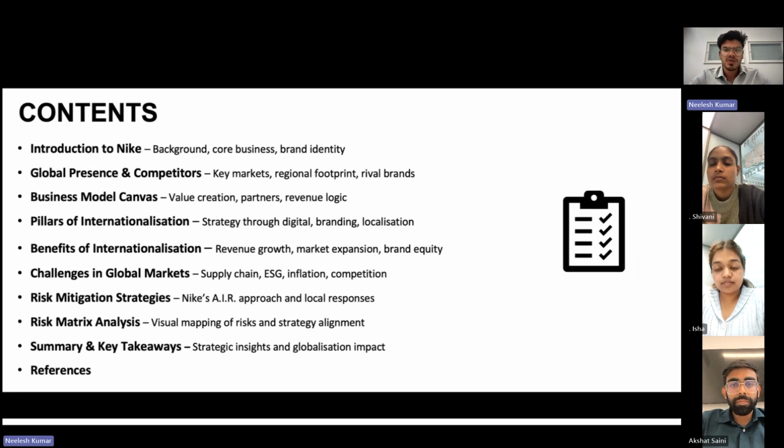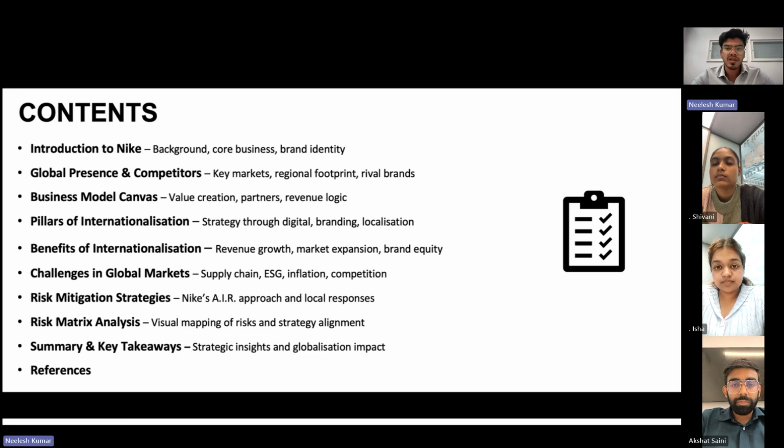So here is a quick overview of what we are going to cover in this presentation. First of all, we'll begin with a brief introduction to the company, that is Nike, its background, brand identity, and global position. Then we'll look at its global presence and key competitors. Next, we'll explore Nike's business model using the business model canvas framework, followed by three core pillars of its internationalization strategy. From there, we will discuss how globalization has benefited Nike along with the major challenges it faces across markets.